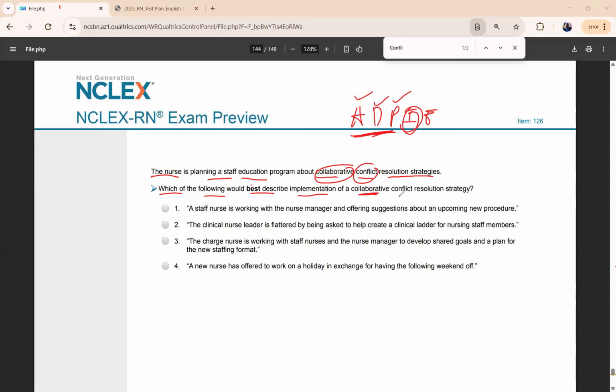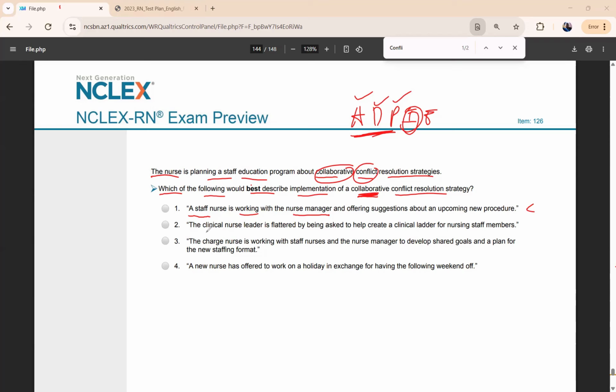Right? Collaborative again, conflict resolution strategy. Now, any option that is not related to collaborative, you can easily eliminate. So that's what I will pretty much do first. A staff nurse is working with the nurse manager. This is collaborative, but we don't even know whether it's a complete one yet. So let us keep that.